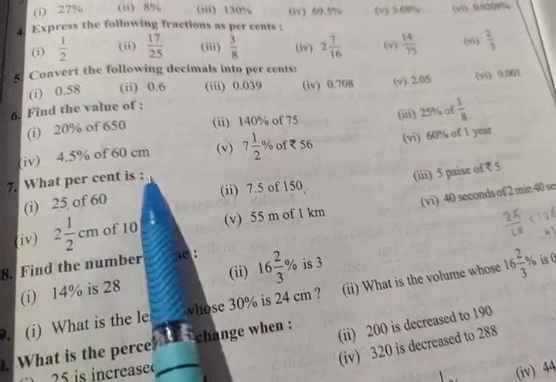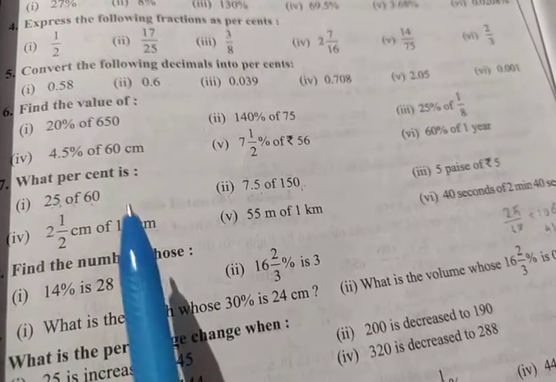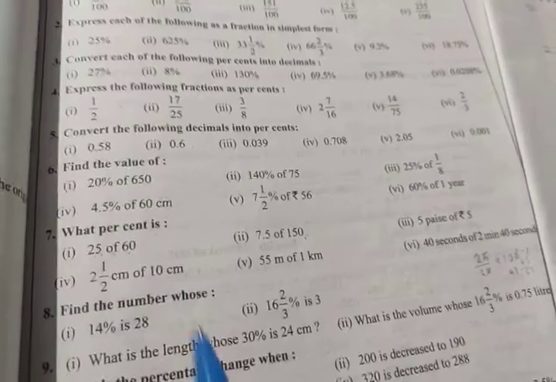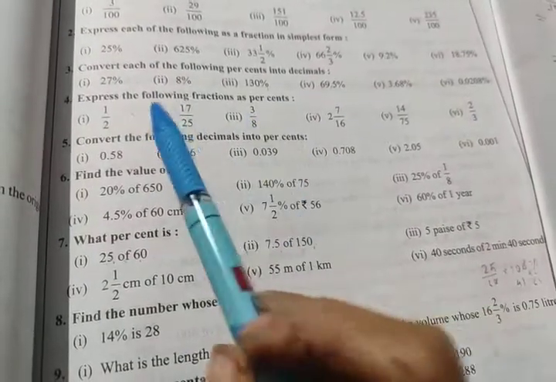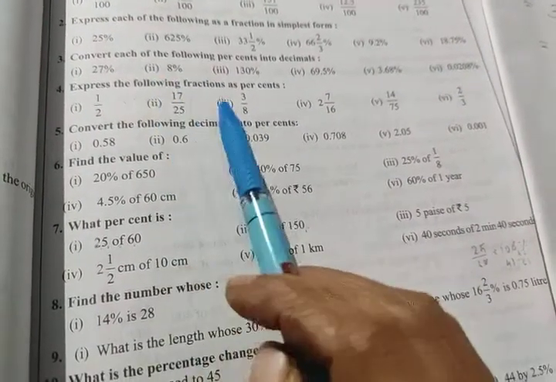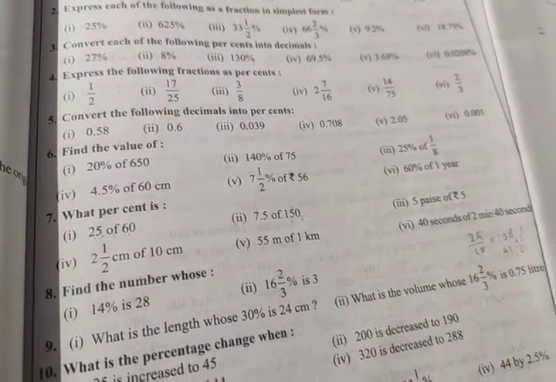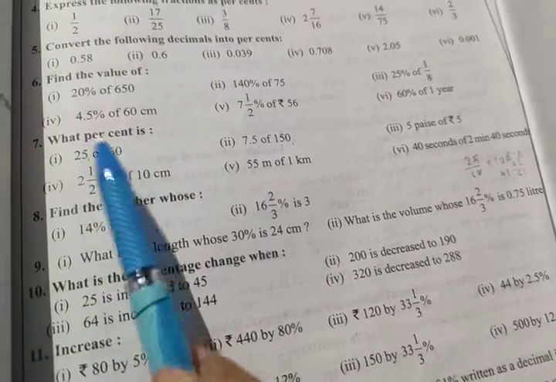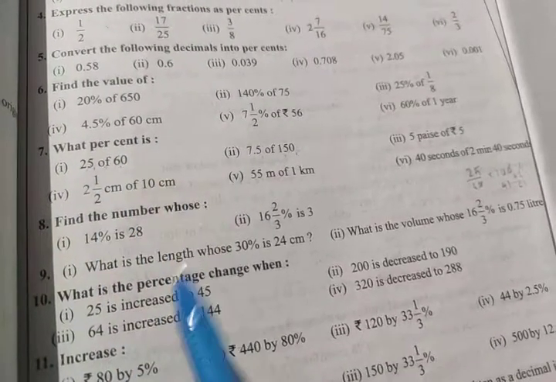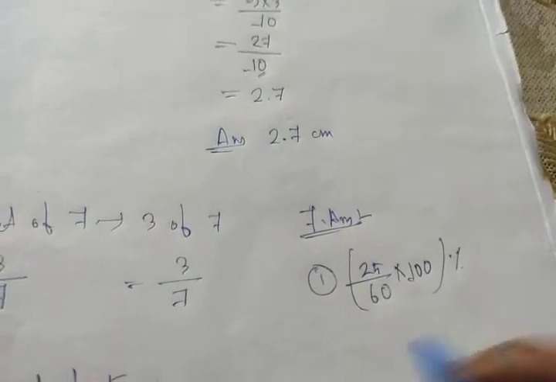Now when it is asked in terms of percent, what do we have to do? Multiply by 100%. See questions number 3, 4 and 5. When we need to convert to percent, what did we do there? We multiplied by 100%, right? So here also, 25 of 60 means 25 by 60 into 100%. So we can write this as 25 by 60 into 100 whole percent.